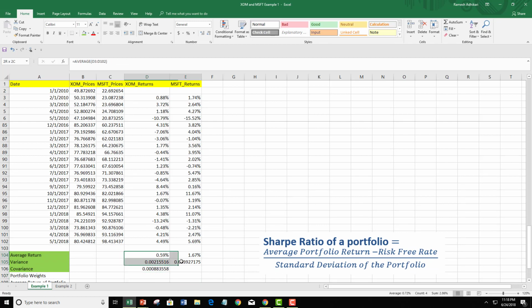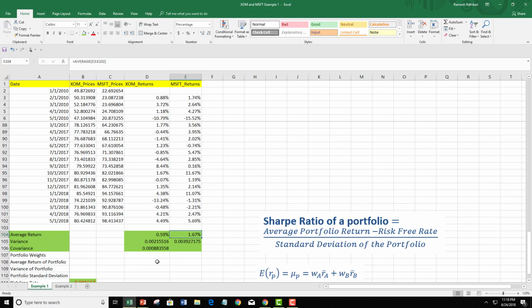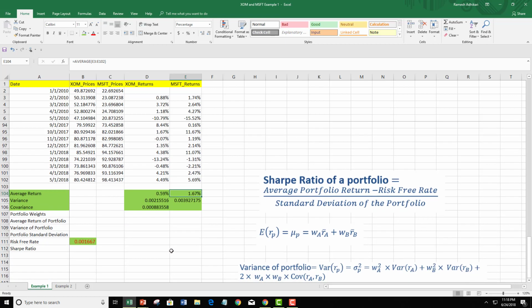So we computed the individual stocks' average return, variance, and covariance, right? Now we can move forward to compute portfolio mean, portfolio standard deviation, and Sharpe ratio. But before we get there, we need the portfolio weights, right? How much money is being spent on each stock, meaning how much money is being invested in each stock.